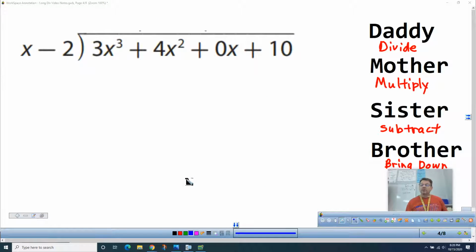All right, so what I've done here for this example is we've copied over this daddy, mother, sister, brother process again because it's going to be exactly the same process. Something I wanted to note before we get started is that you get a 0x. Now that's probably not how it was written originally. You don't normally write that in your problem, but when you set it up for your division, you need to put a 0 there.